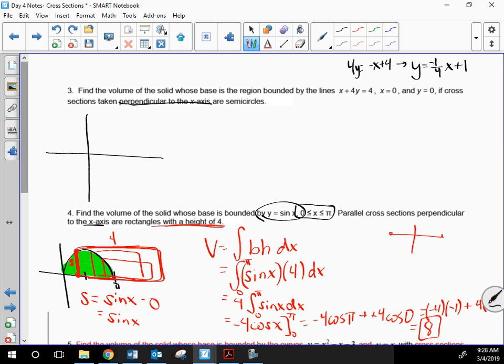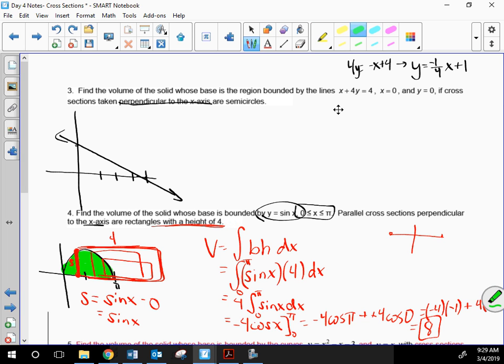Alright, so let's just do a rough sketch of this. It starts off at 1 for the y-intercept, and it goes down 1. Alright, so it's bounded by this line, x equals 0 and y equals 0. So this is our region. And our cross sections are semicircles.